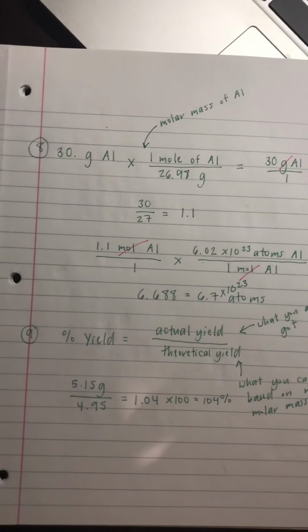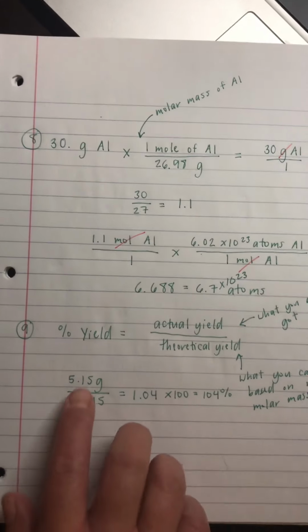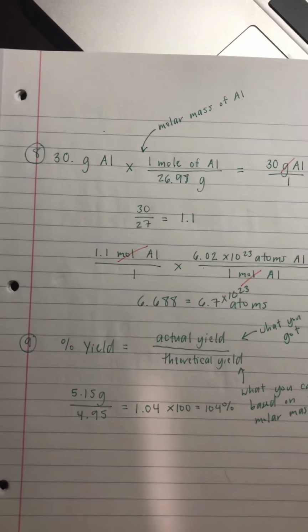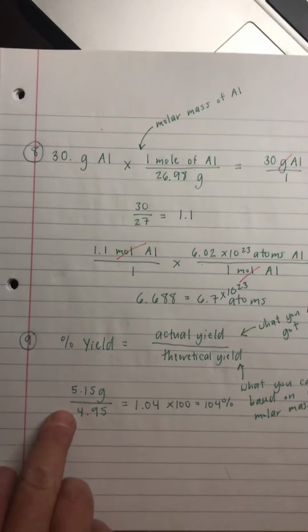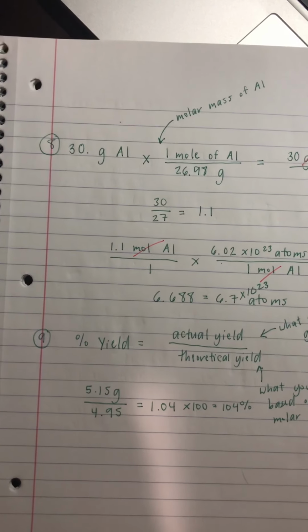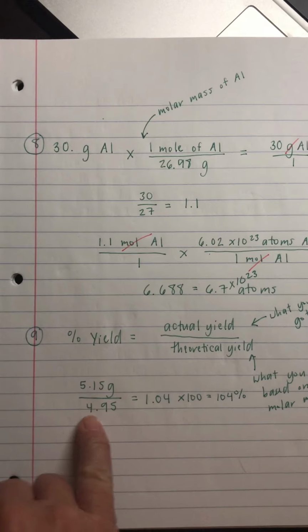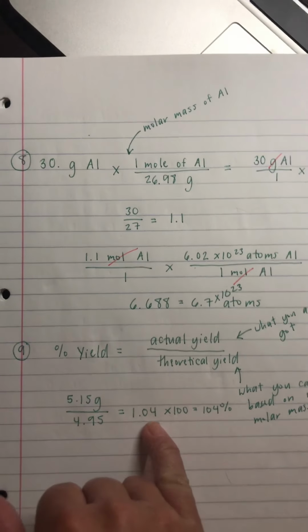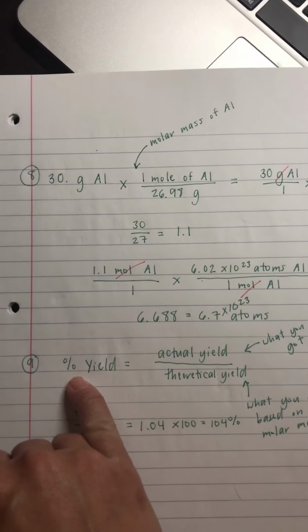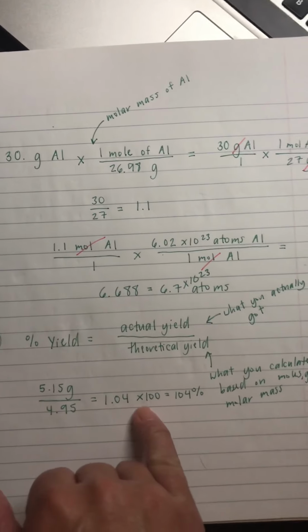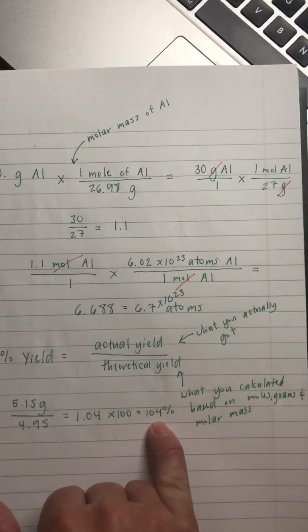So in that problem, it said that a student produced 5.15 grams of a product. That's their actual production, divided by what they predicted. The theoretical was 4.95. So 5.15 divided by 4.95 is 1.04, and you want percent. That's out of 100. So multiply this by 100 to get 104%.